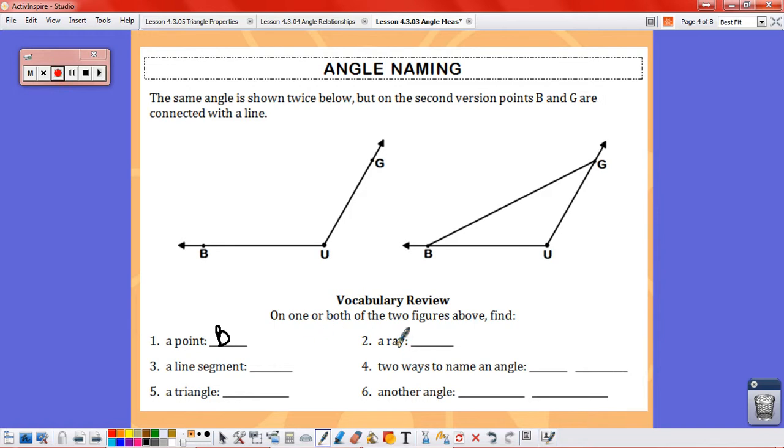Number 2 says find a ray. Well, a ray is a line that starts at one point and continues off forever in another direction. So since it starts at U, I'm going to start with U. And I could do toward G or toward B. In this case, I'm going to do toward B. So this is ray UB, and since it's going from U toward B, I'm going to put this little arrow on it.